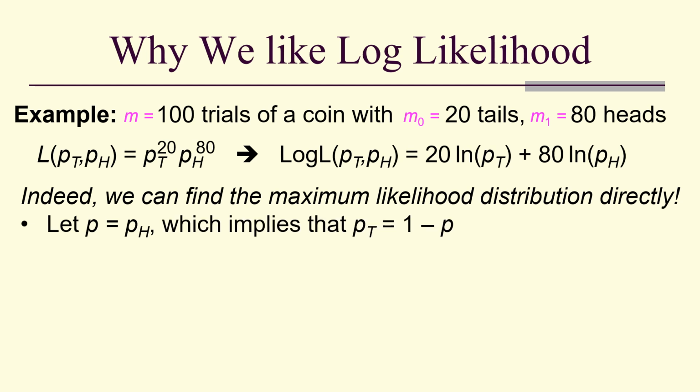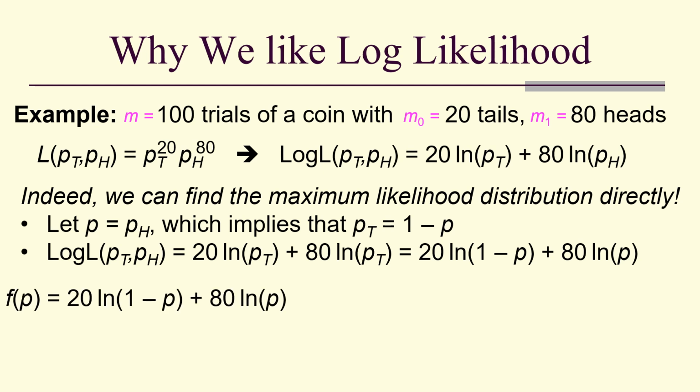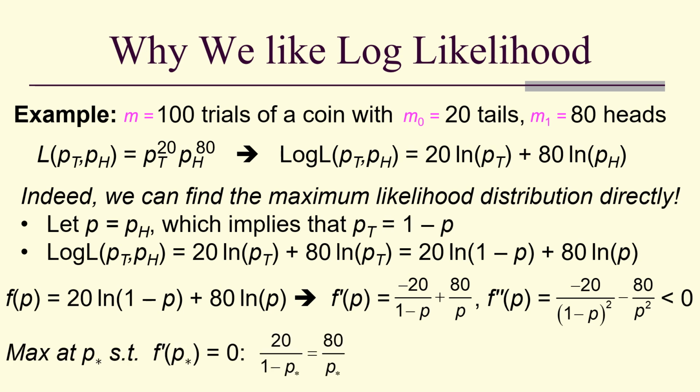Let p equal p sub h, and so p sub t is 1 minus p. Our log likelihood function is therefore 20 log of 1 minus p plus 80 log p. Define a function f of p as 20 log of 1 minus p plus 80 log p. Take its derivative, take its second derivative. Second derivative is negative, so therefore we're going to have a maximum at p star where f prime of p star is equal to 0.